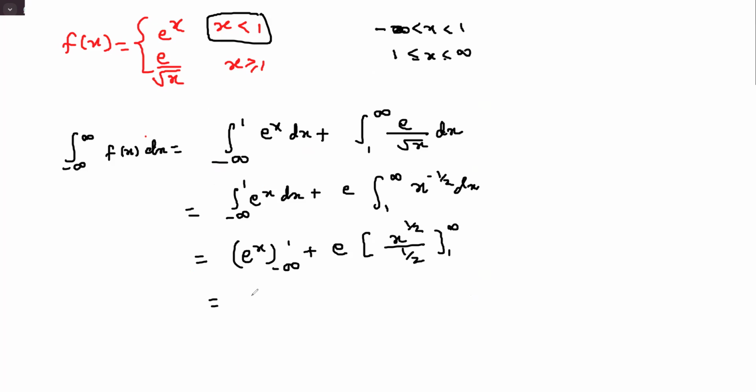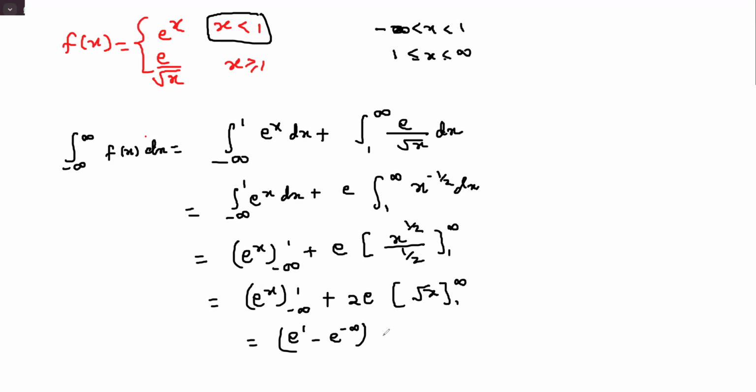So this is what? Ex from minus infinity to 1. This becomes 2e, right? Put the value of the upper limit, then the lower limit. This is root infinity minus root 1. e raised to 1 is e, and e raised to minus infinity is 0. But there is a problem.